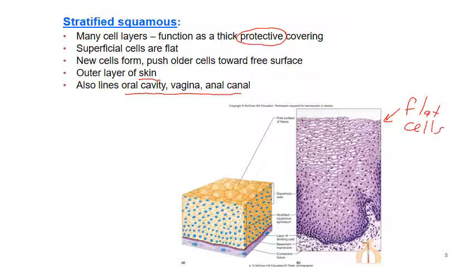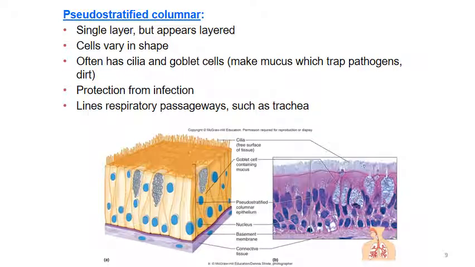Now, there are also stratified cuboidal and stratified columnar. We're skipping those. They're very rare in the body. But just so you know, we'll see those in a bit. Pseudostratified. Here, it looks like many layers, but it's actually a single layer because the cells have these weird shapes, kind of like triangular.